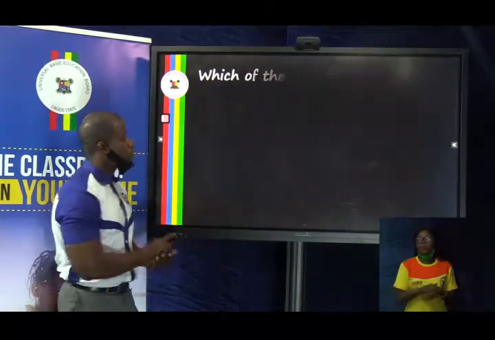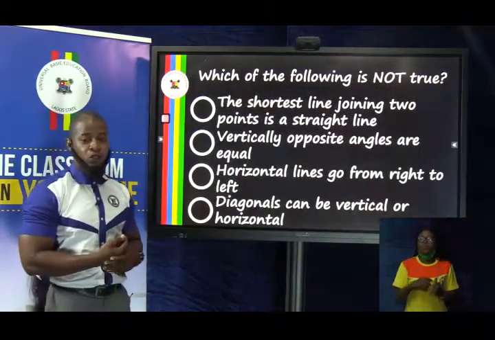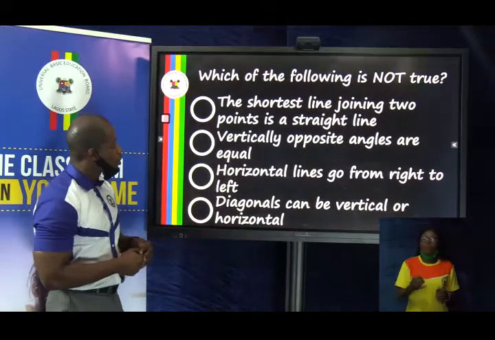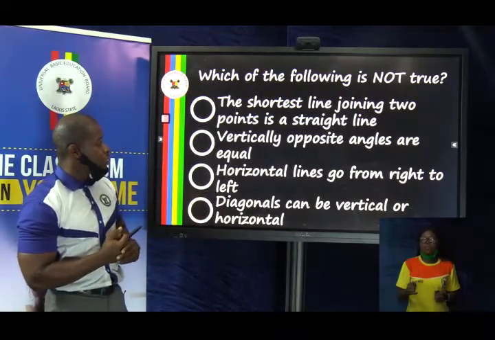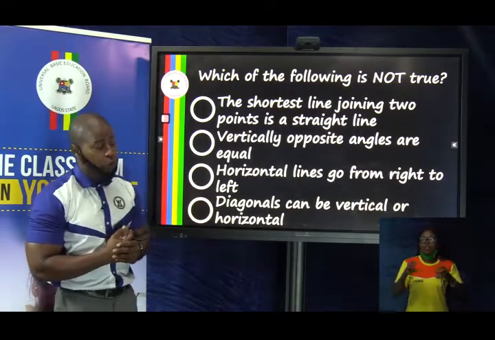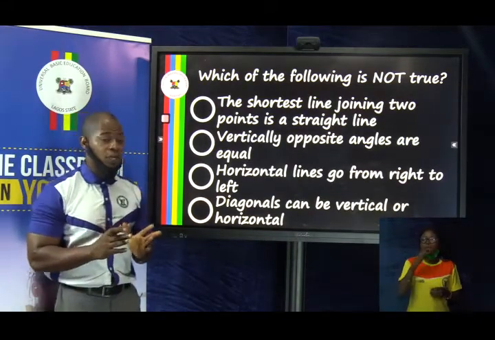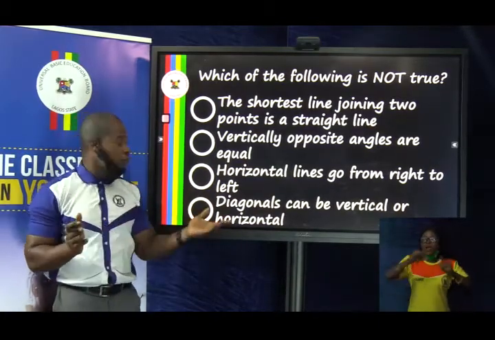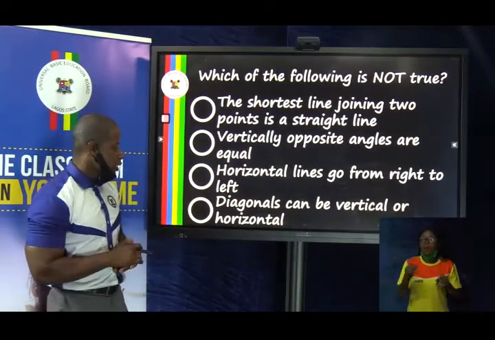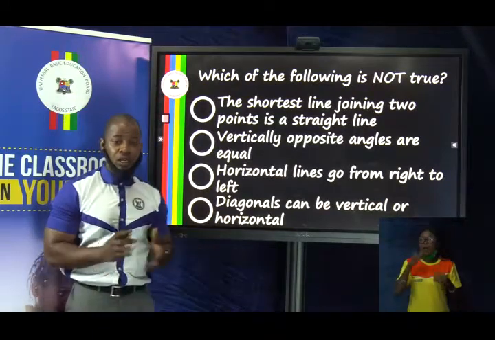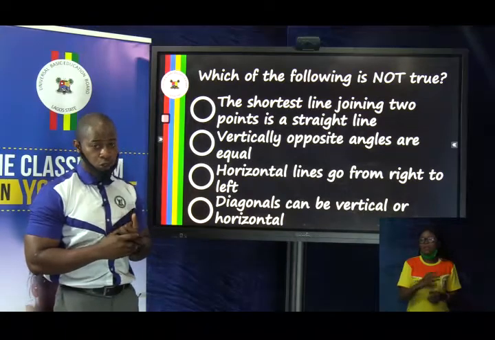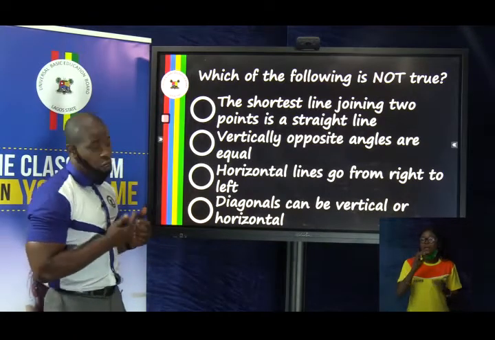So let's move on. Which of the following is also not true? As with the previous one, you have to select the statement that is incorrect. Option 1: the shortest line joining 2 points is a straight line. Option 2: vertically opposite angles are equal. Option 3: horizontal lines go from right to left or left to right. Option 4: diagonals can be vertical or horizontal. Which one is not true? I believe you've selected your answer by now.